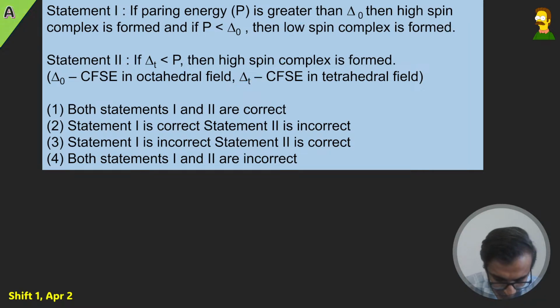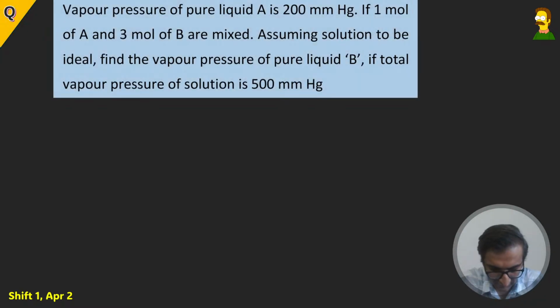Okay, let's move on. Now we're on to the last 5 questions. 15 सवाल मेरे पास normal थे और last 5 वाले numerical entry वाले थे. Excellent, man. Vapor pressure, very easy question. Vapor pressure of pure liquid A is 200 mm Hg. If 1 mole of A and 3 moles of B are mixed, assuming solution to be ideal, find the vapor pressure of pure liquid B. Total vapor pressure of solution is 500 mm Hg.